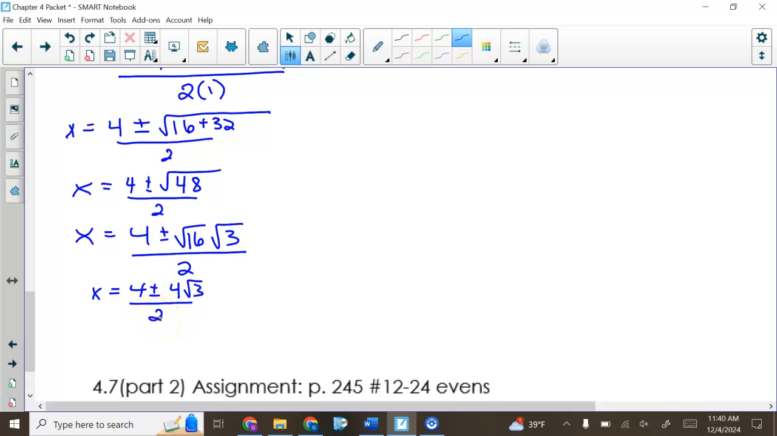So now we have one more step to simplify that because we can take a 2 out of all 3 of these terms. So how I think of this is divide by 2, divide by 2, divide by 2. So then our final answer is 2 plus or minus 2 times square root of 3. Remember, you don't have to take a 2 out of the radical, just the number out in front. And then it's all over 1, so you don't need to write the denominator. You can just leave it as 2 plus or minus 2 times square root of 3.